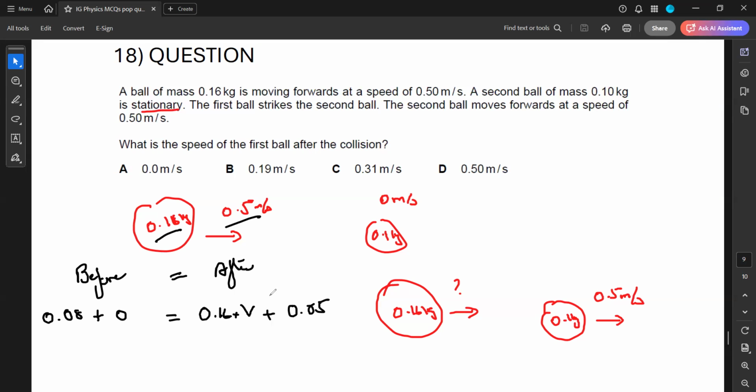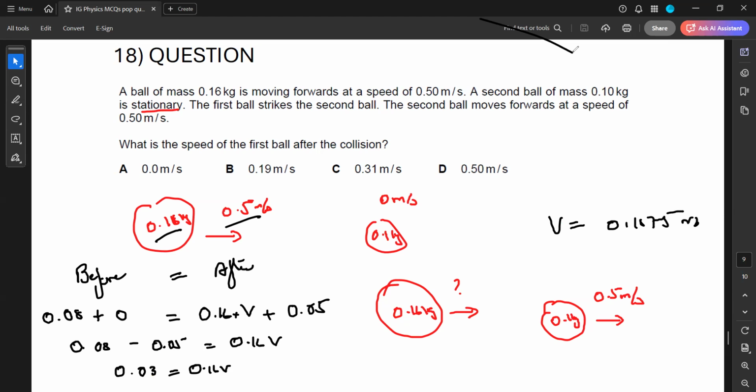Now we'll simplify this. This is 0.08. This 0.05 is added, so on the other side it is subtracted. So 0.05 is equal to 0.16 V. When we simplify, this will be 0.03. So 0.03 is equal to 0.16 V. 0.16 is multiplied, so on the other side it will be divided. So we'll get 0.1875 meters per second.